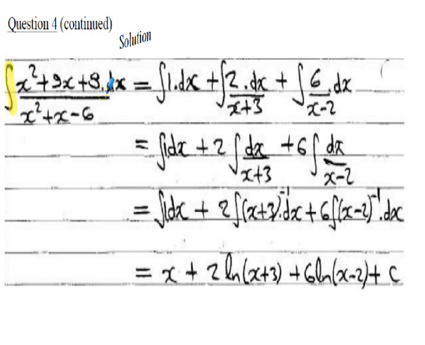So now we can solve the original integral given to us, and we have three separate integrals. We have the integral of 1 dx plus the integral of 2 upon x plus 3 with respect to x plus the integral of 6 over x minus 2 with respect to x. What I've done on the next line is simply taken the constants outside of the integral where appropriate, just to simplify my integrals.